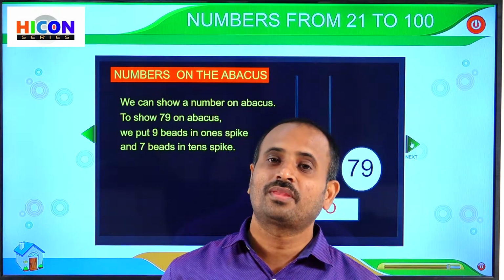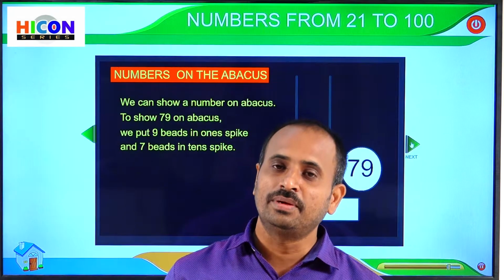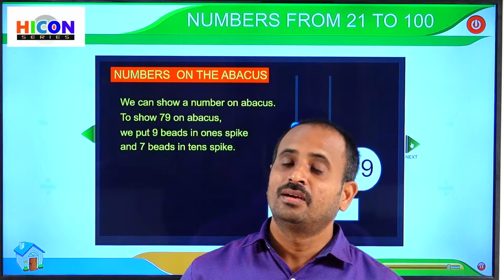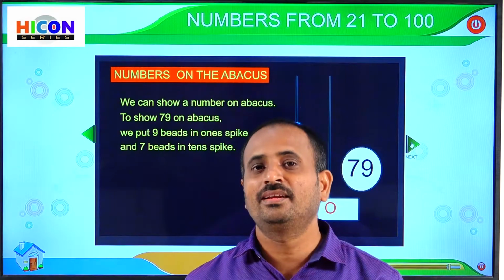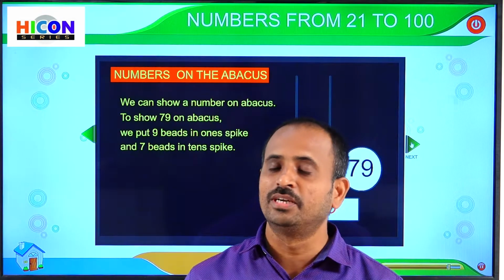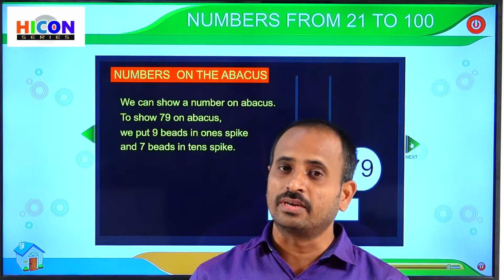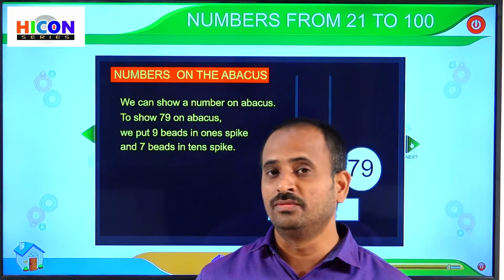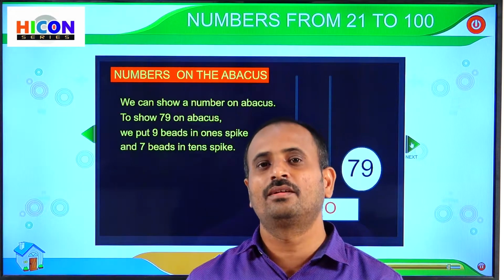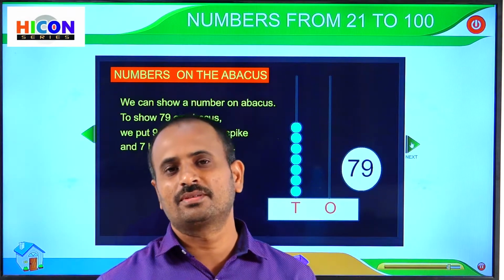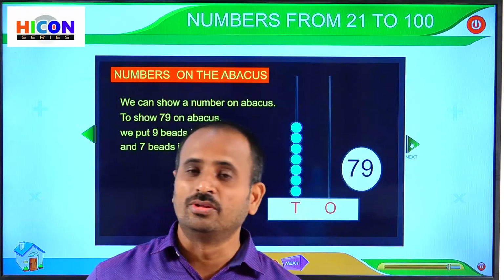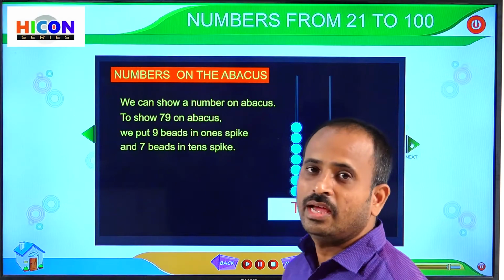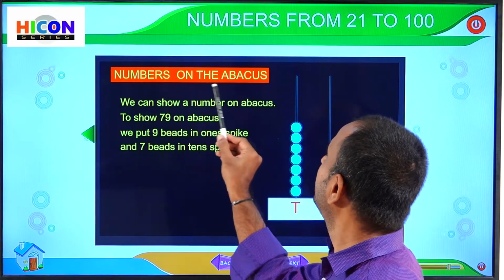Children, up to now, we have learned how to compare two-digit numbers, how to put the symbols less than, greater than, and is equal to between two numbers, and how to write the ascending order for a given set of numbers. We have also learned how to write the descending order for a given set of numbers. Now let us go to the next topic in this chapter, that is numbers on the abacus.